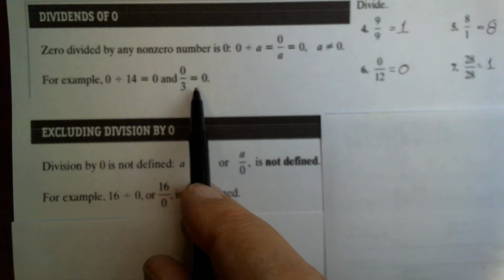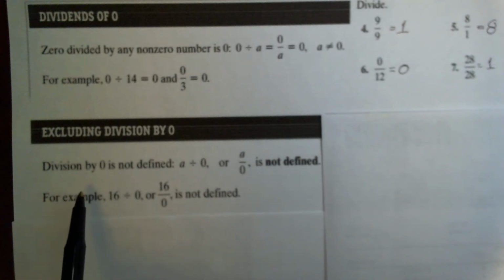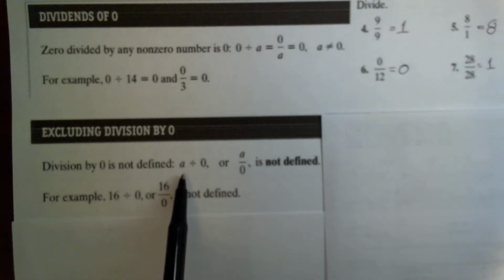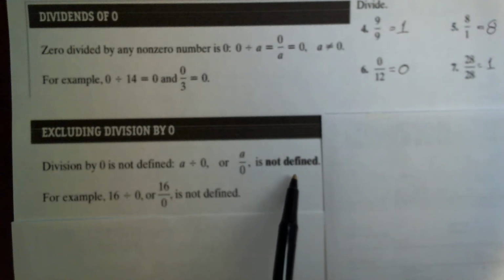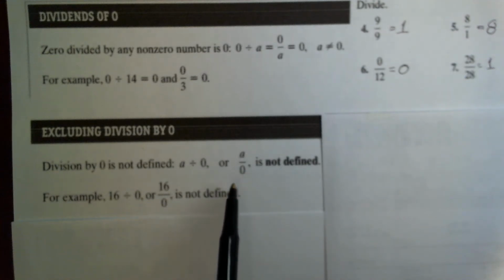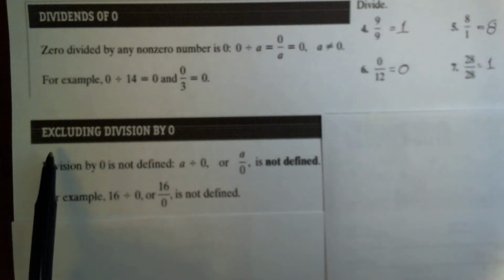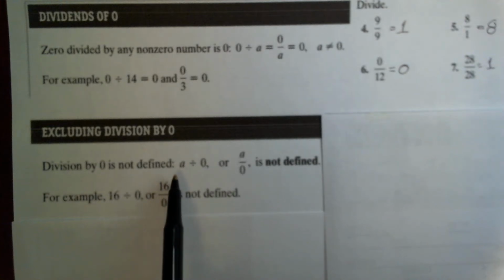So we talked about the dividends of 0, and so 0 divided by any number other than 0, it's always equal to 0. Now it's the other way around, including division by 0. Division by 0 is not defined. Please remember that. In other words, a divided by 0, or a divided by 0 written this way, is not defined. In other words, there's no number that's equal to this quotient here. For example, 16 divided by 0, if you write it with a division symbol or with a fraction bar, either way, this is an undefined operation. So heads up, division by 0 is not defined. Please make a note of that.